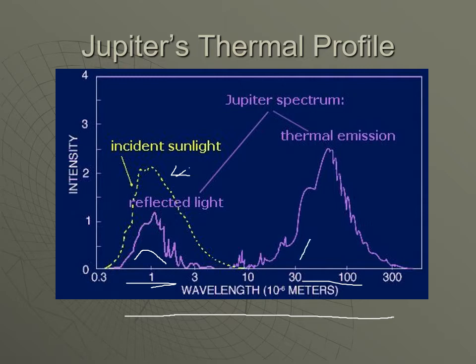This other peak over here is light given off by Jupiter. And so that's what's emitted due to Jupiter's temperature. You could find the peak of that and use that to calculate the temperature of Jupiter.